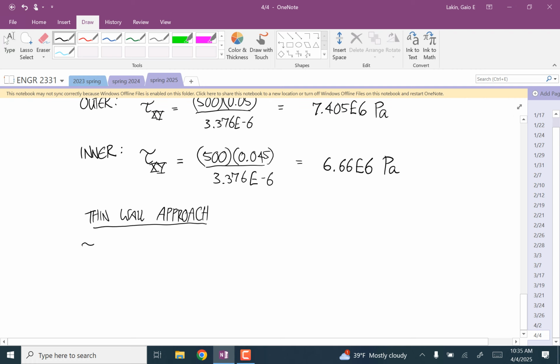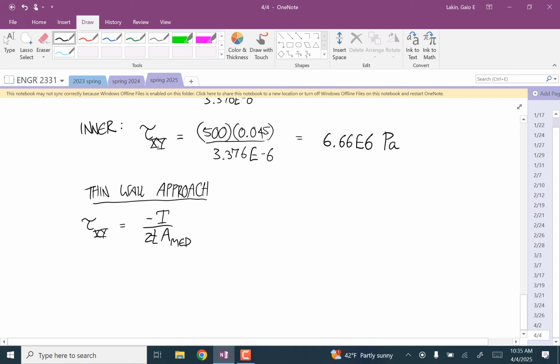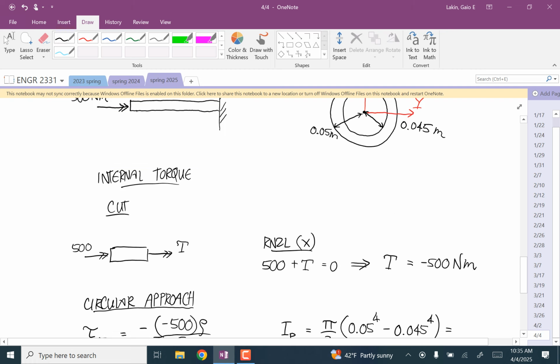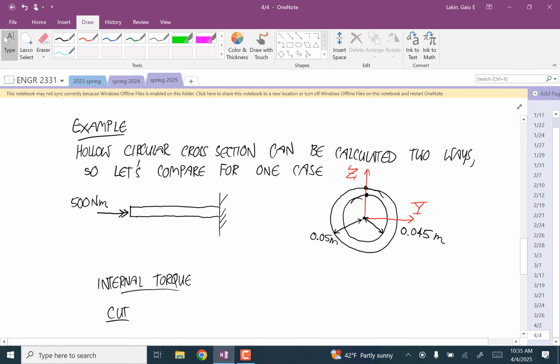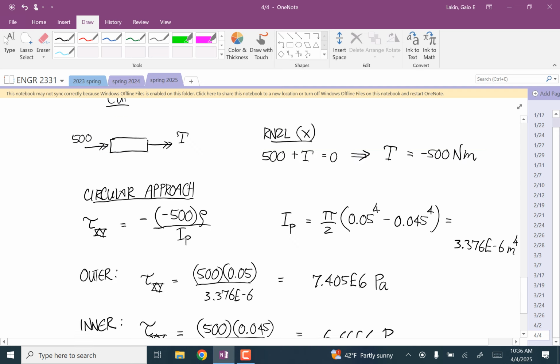So for this approach, we have that tau XY is equal to negative T over 2 times t, the thickness, times the median area. The median area we can calculate as follows: the median area is at a radius of 0.0475. Everyone see that?